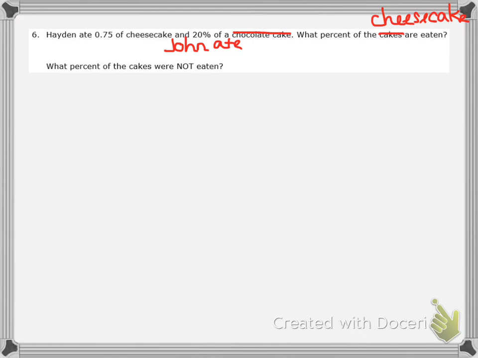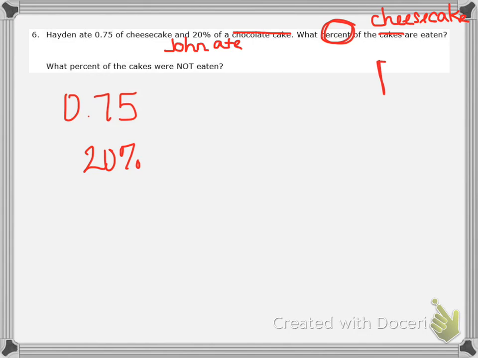Okay, so first let's look at our first question. It says, what percent is eaten? So I'm going to look and see that I have 75 hundredths was eaten, and then I also have 20% was eaten. Now my answer is going to be in a percent. So before I can do anything, I need to convert this decimal to a percent.